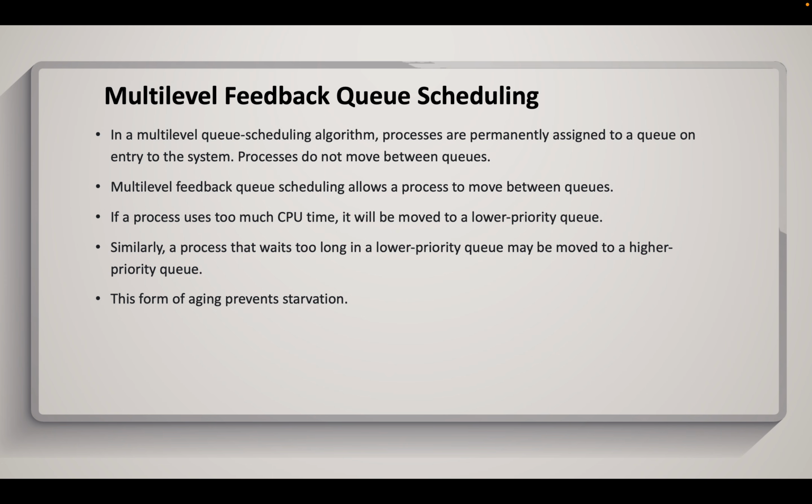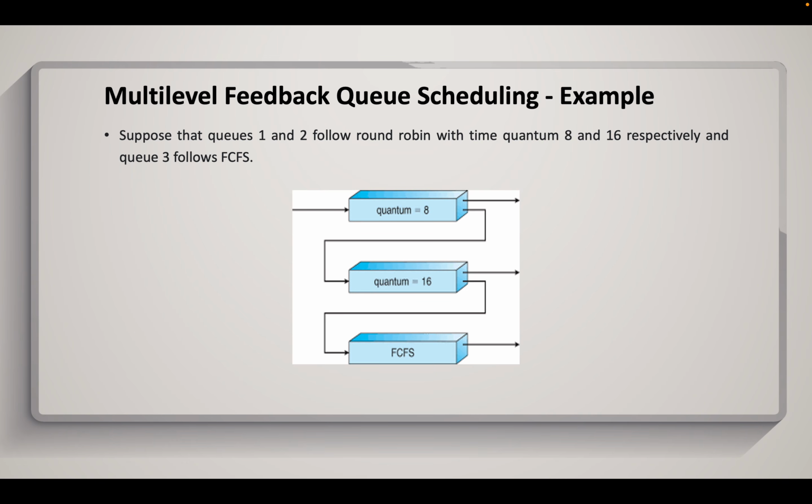What is multi-level feedback queue scheduling? In multi-level feedback queue scheduling, each process will be moved to the next queue with a higher quantum. For example, a process executed in time quantum 8 will be moved to quantum 16 and finally it will move to FCFS. So every time the process is moved from one queue to another. If it is not able to finish in quantum 8, it will move to time quantum 16. If it is not able to finish its operation in quantum 16, it will move to FCFS.